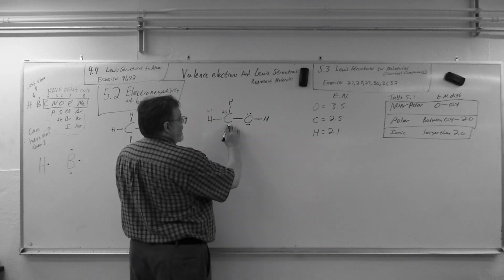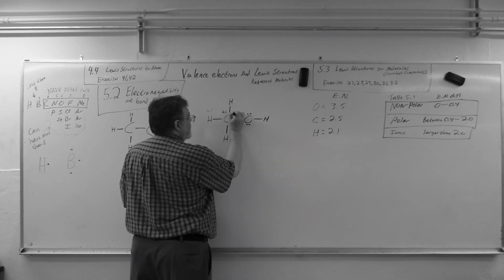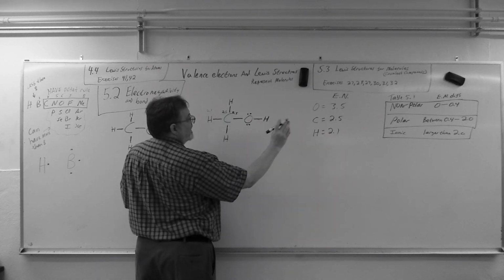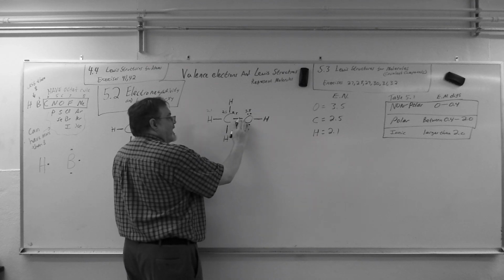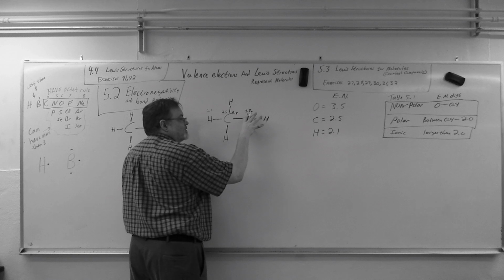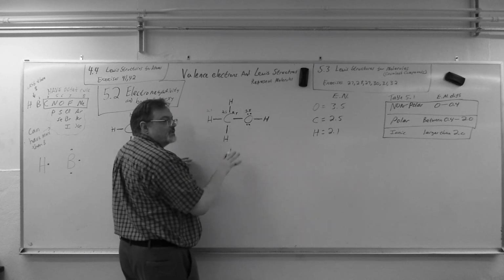If I wanted to compare carbon and oxygen, I would say carbon's pulling on a strength of about 2.5. Oxygen is pulling at a strength of about 3.5. So in that case, for this pair of electrons, oxygen's winning. It's got those electrons pulled towards itself just a little bit.